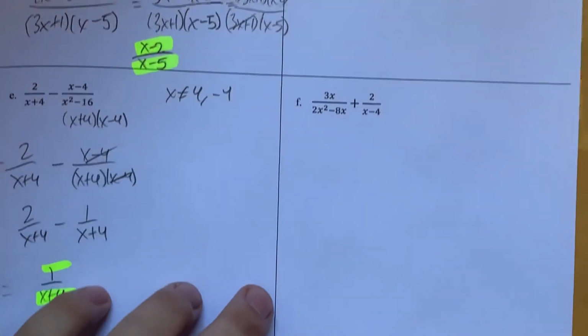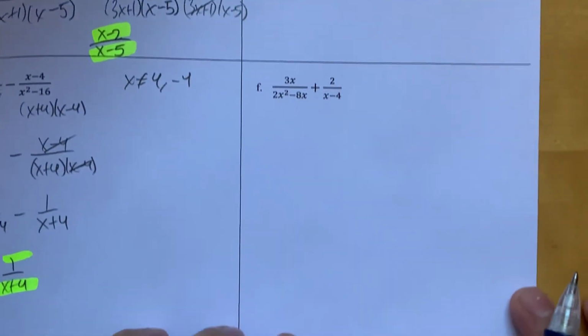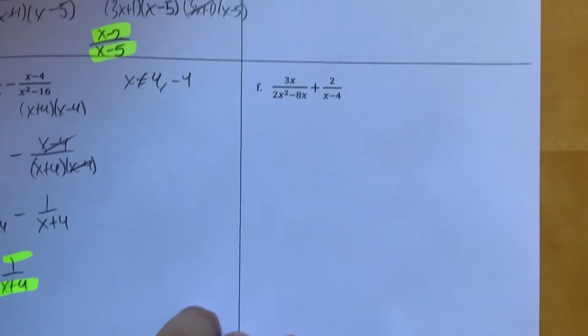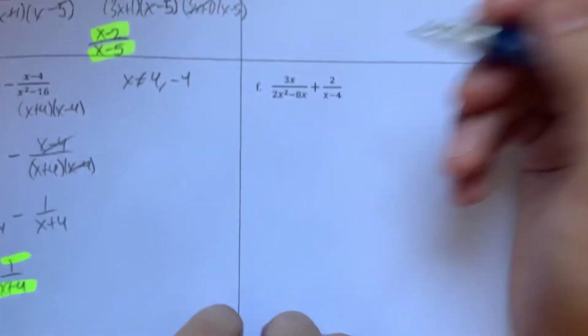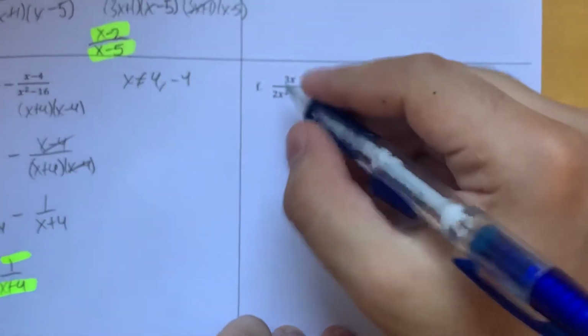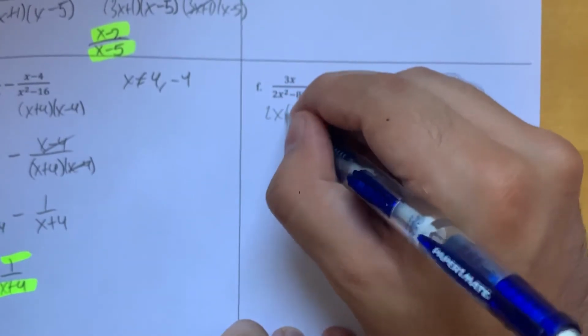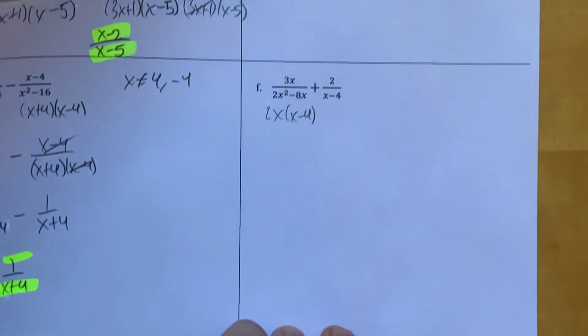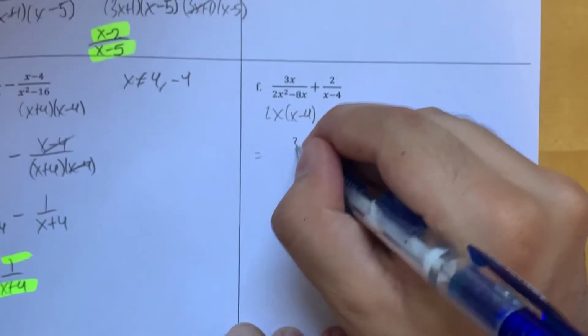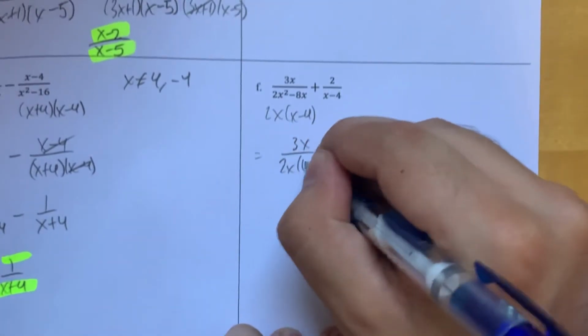All right, factors to cancel. Wow, my brain is deteriorating. So let's factor this out just in case. Maybe things will cancel, who knows? Let's do it. So we're going to get 2x, pull that out, times x minus 1. There we go. Now if I rewrite it, I'm going to get 3x over 2x times x minus 4.